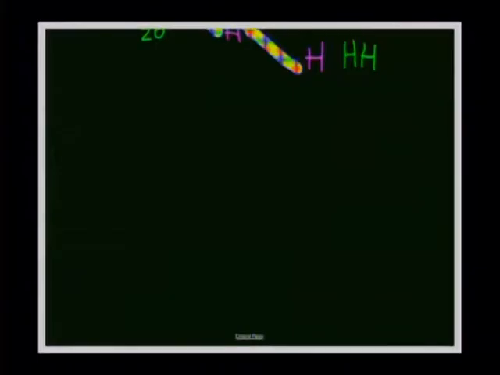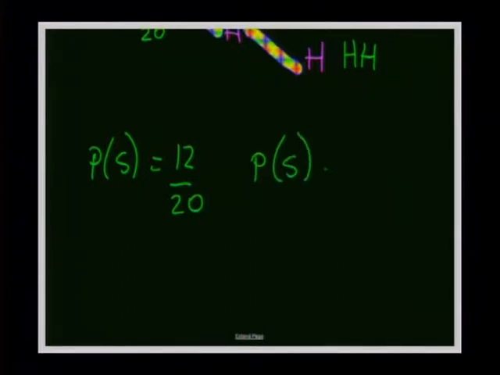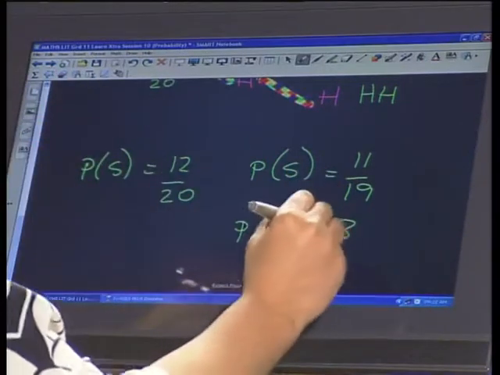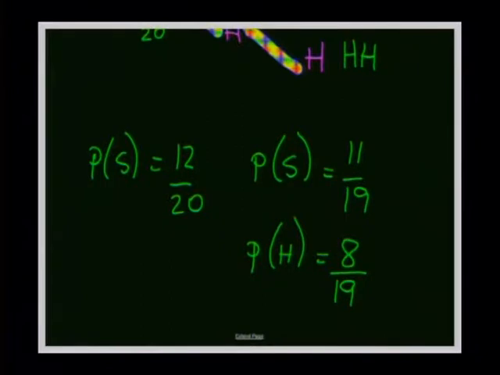Let's extend this board a little bit. So my first was a soft, and my probability was my soft. I'm just going to rewrite that again. So I had that as 12 out of 20. Now if I want my probability of a soft occurring again, I've taken 1 soft out, so I've only got 11 left out of a total possible 19 chocolates left. And if I took out a soft in the beginning, my probability of a hard is still 8. There are still 8 hard chocolates left, but there are only 19 left in the box.